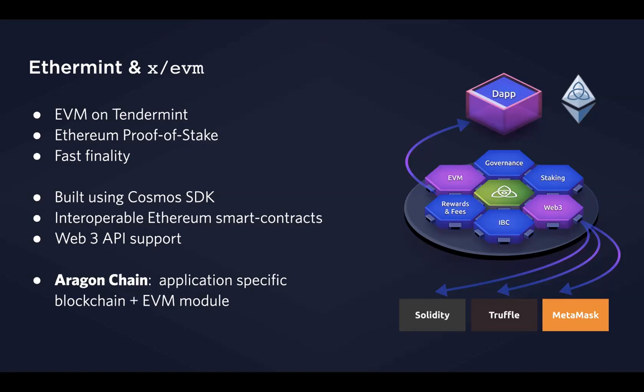So the concrete example will be Aragon chain, which will be another application-specific blockchain using the EVM module. The EVM module, which is the one that implements the EVM on top of Tendermint, can also be used by other blockchains, in the same way that application-specific blockchains can use a staking module from the SDK. And it will have, as you can see here, Solidity, Truffle, and MetaMask functionality, with Web3 compatibility on IBC.